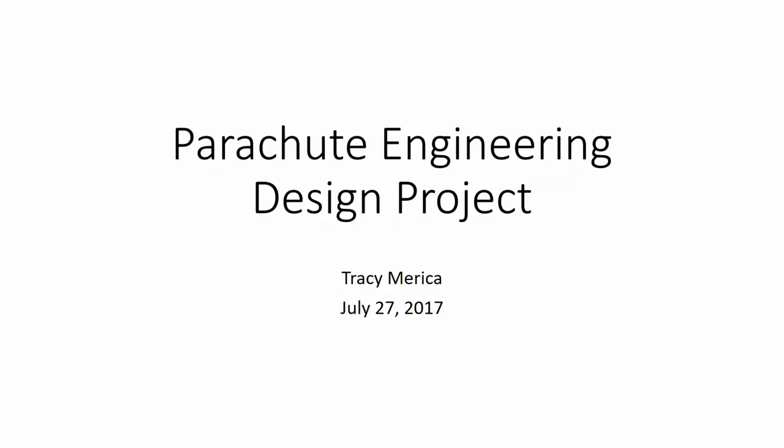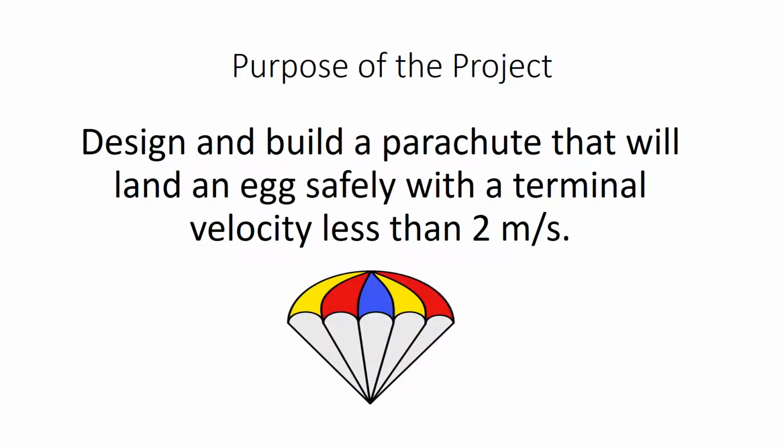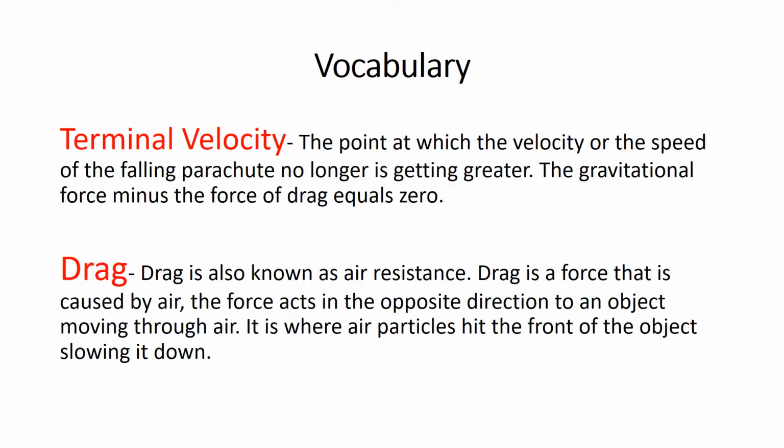America, and this is my parachute engineering design project. The purpose of this project is to design and build a parachute that will land an egg safely with a terminal velocity less than 2 meters per second.